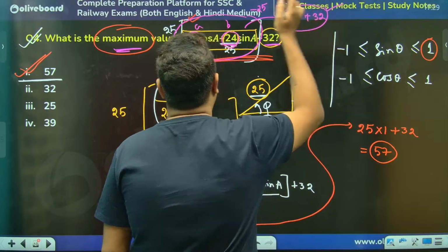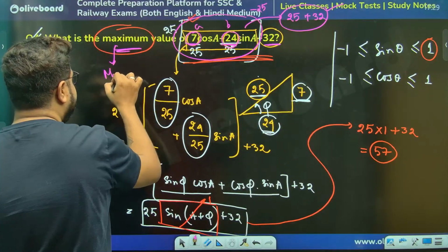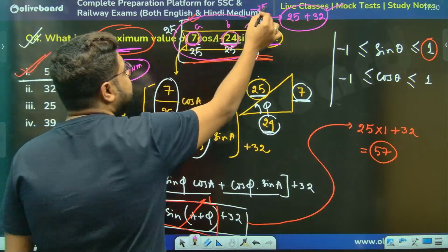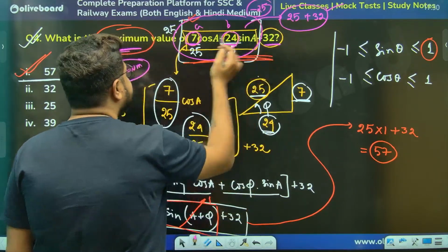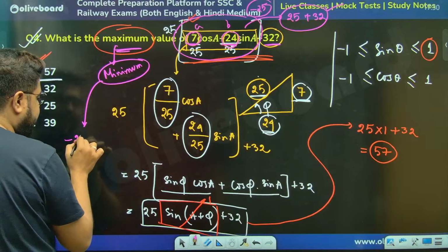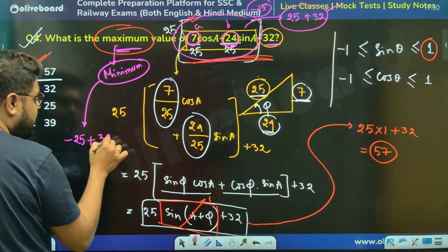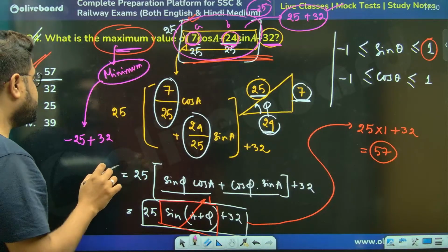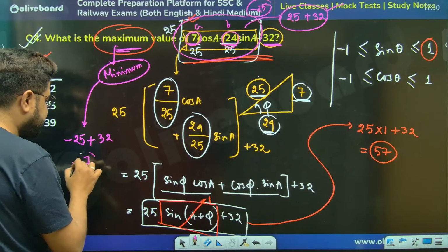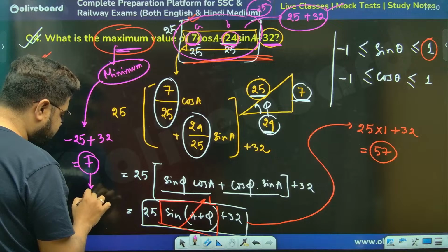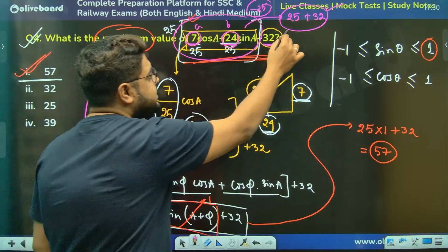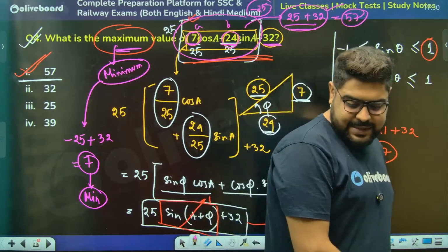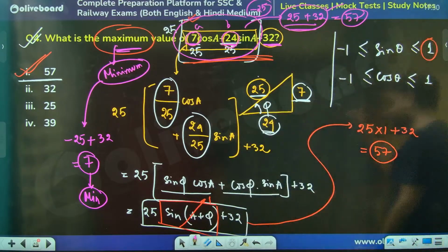Now if it asked, what about the minimum? If the question was to find the minimum value, you will say the minimum for this is minus 25 plus 32. Because this 32 cannot do anything, it is a constant. So in that case the answer will be 7. That is your minimum value, and the maximum value is this, that is 57. Absolutely clear.